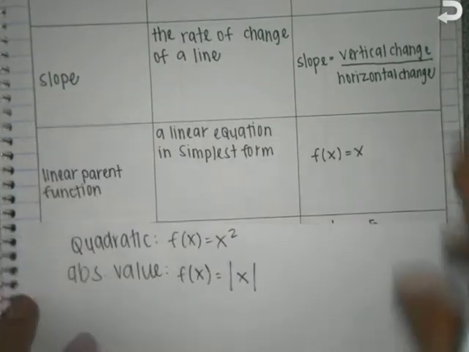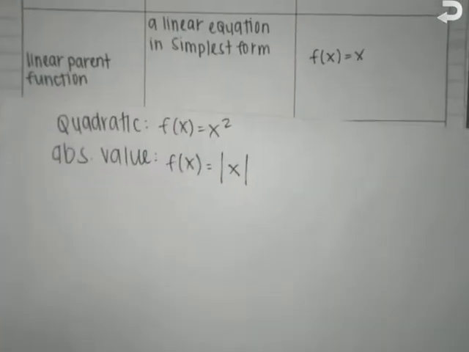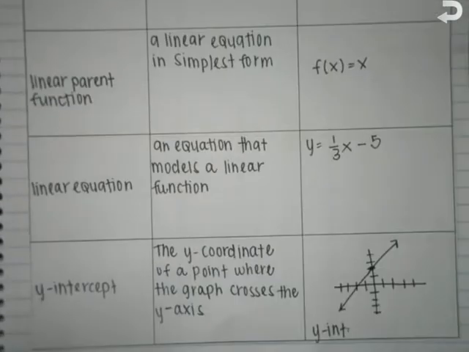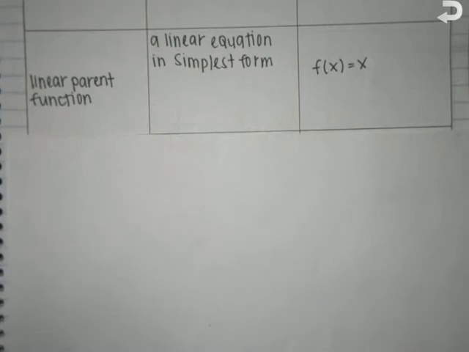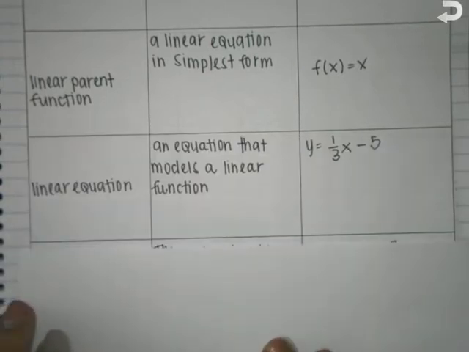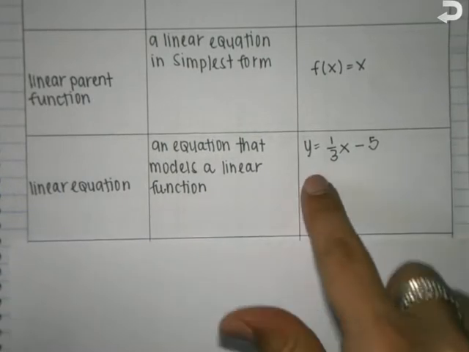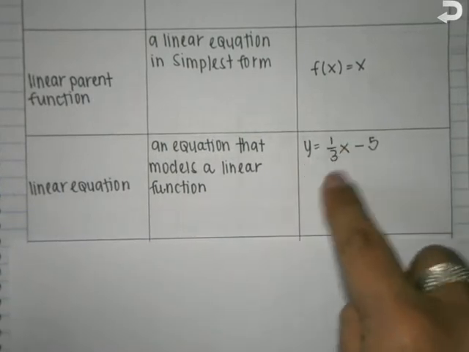So the linear parent function, the definition is a linear equation in its very simplest form. And the linear parent function is f of x equals x. Nothing being multiplied to it, nothing being added to it. So the very simplest form we can get. If we're looking at a linear function in the graph, we have to be able to have an equation that represents that graph, right? So a linear equation is an equation that models a linear function. One example that I came up with was y equals 1/3 x minus 5.